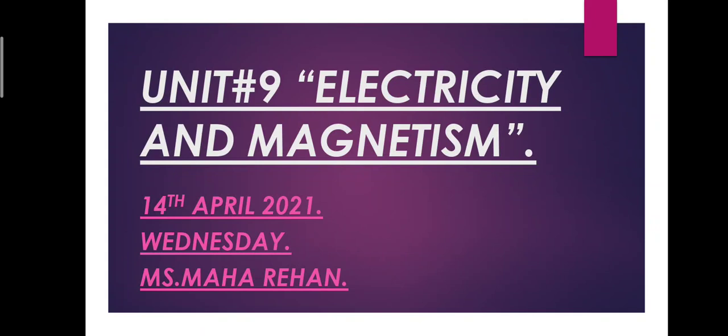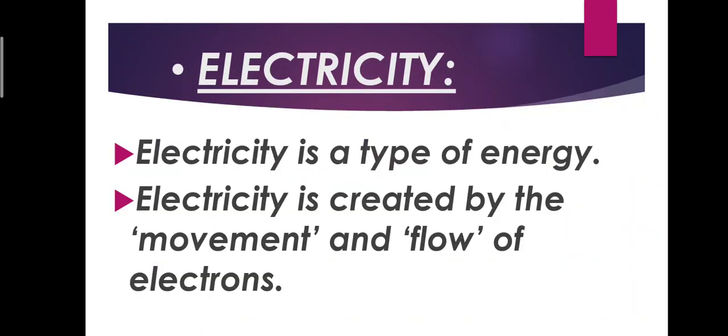Now in today's video, I am going to start the first topic, 9.1, what is electricity or what is the meaning of electricity. Electricity is actually a type of energy and it is created by the movement and flow of electrons. When the electrons flow through a wire, the electricity is created, the electric current is produced. Now, what is electrons?